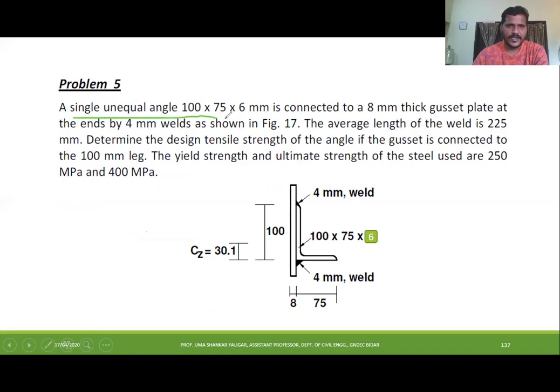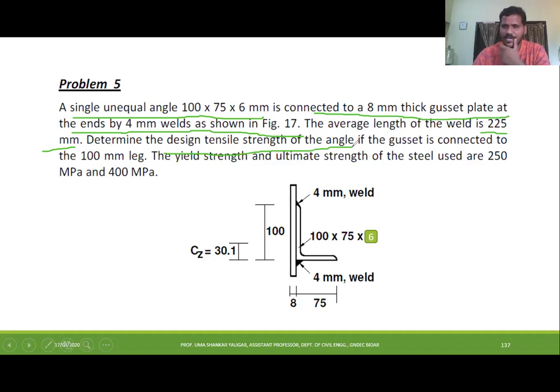A single unequal angle 100 by 75 by 6 mm is connected to an 8 mm thick gusset plate at the ends by 4 mm bolts as shown in the figure. Okay, the angle section is connected to a gusset plate, but here instead of bolts, they used the welded condition. That's a different thing. The average length of the weld is 225 mm. Determine the design tensile strength of the angle.